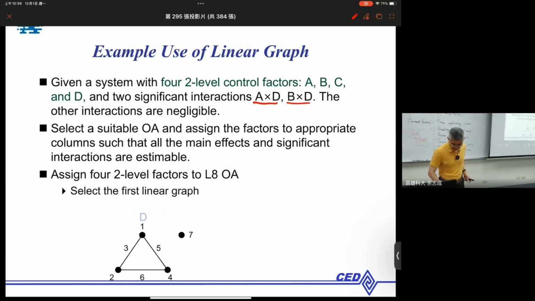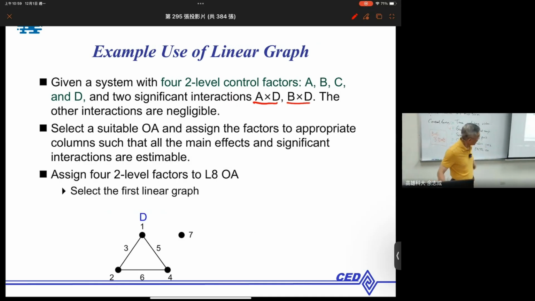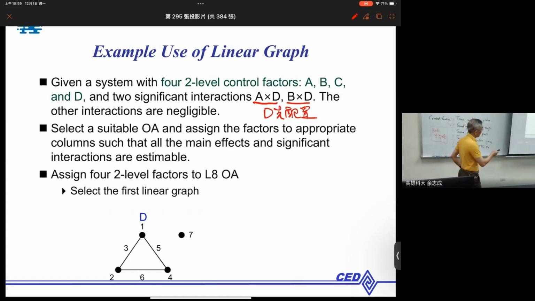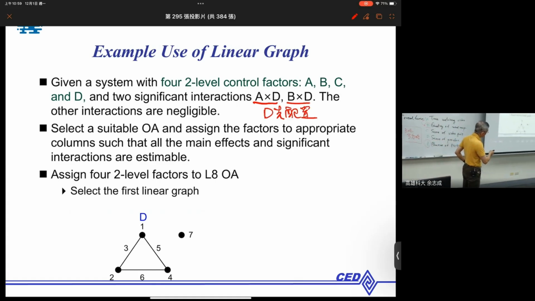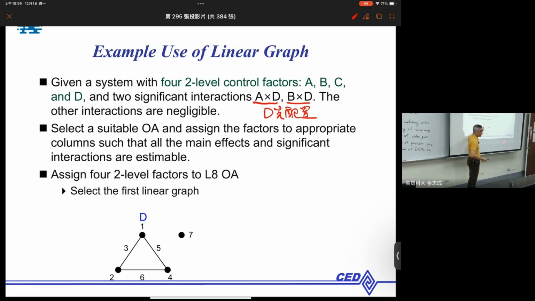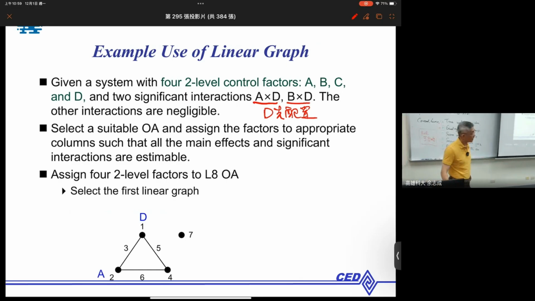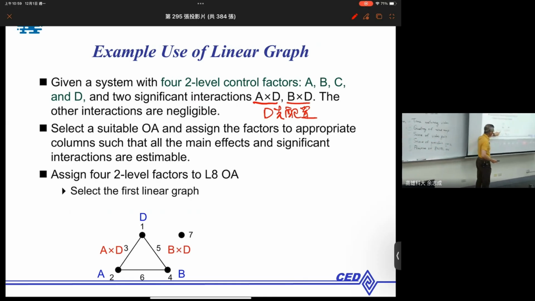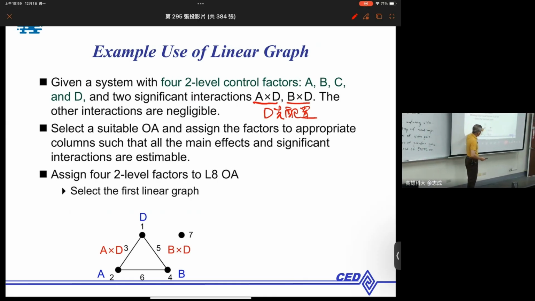If we assign D in column 1, then because D has 2 lines, we can assign A and B to the dots that are connected with D. So here, if we assume A in dot 2 and B in dot 4, which is good, since we can make sure that these two interactions will have a position, will have a line to estimate.